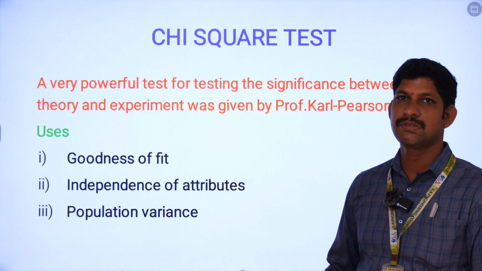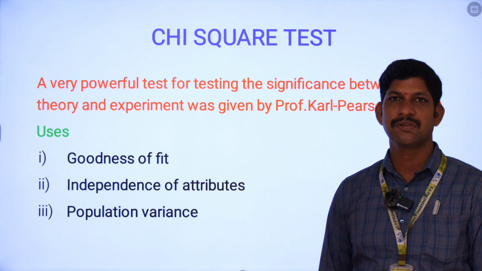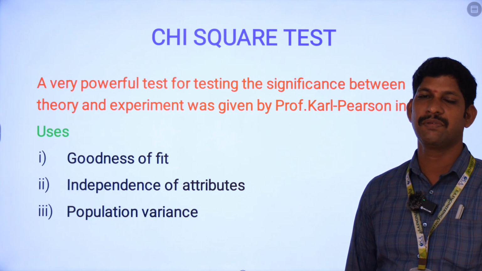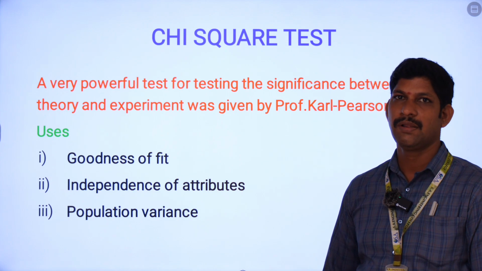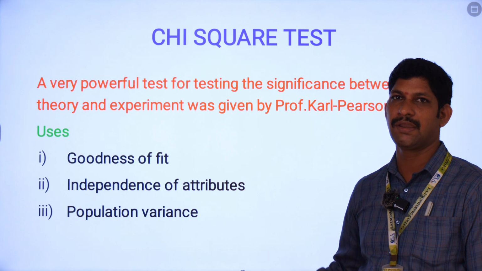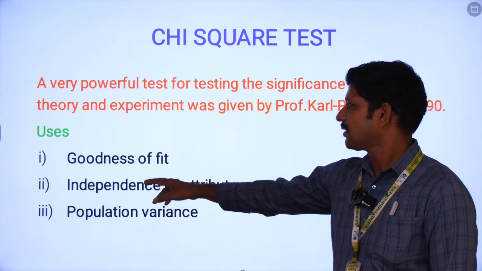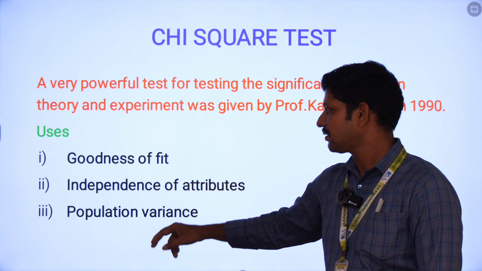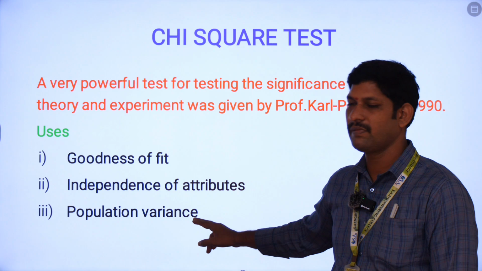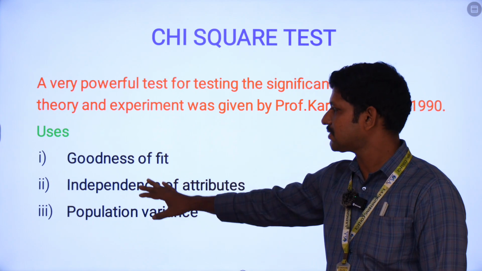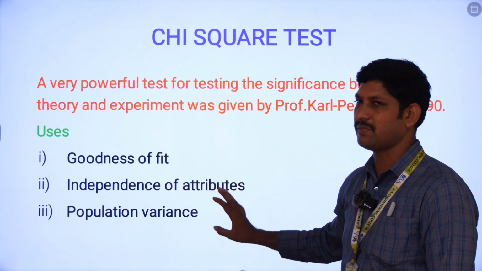First we see what the chi-square test is. The chi-square test is a very powerful test for testing significance between theory and experiment, given by Professor Karl Pearson in 1900. The uses of the chi-square test are to test goodness of fit, to test independence of attributes, and to test population variance. Among the three uses, today I am going to deliver the lecture about independence of attributes.